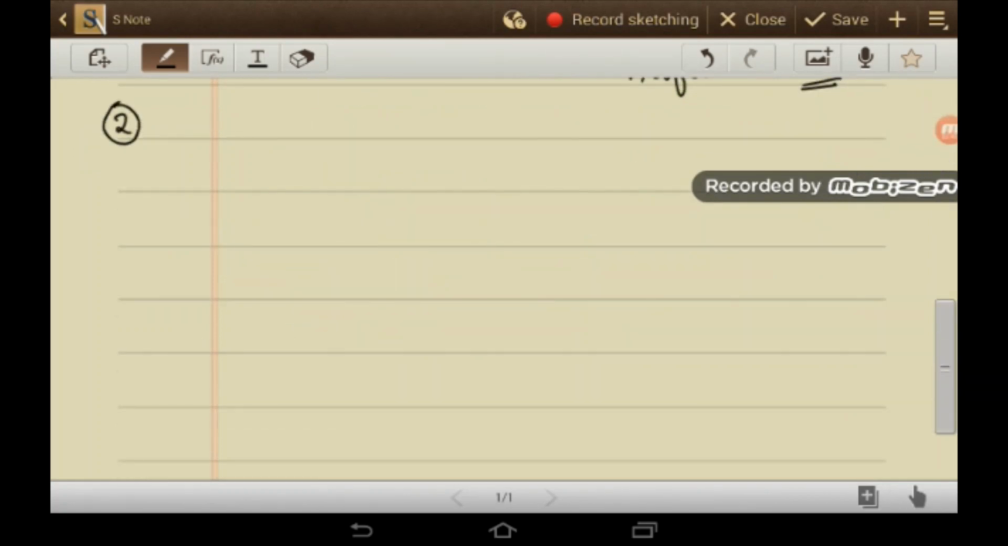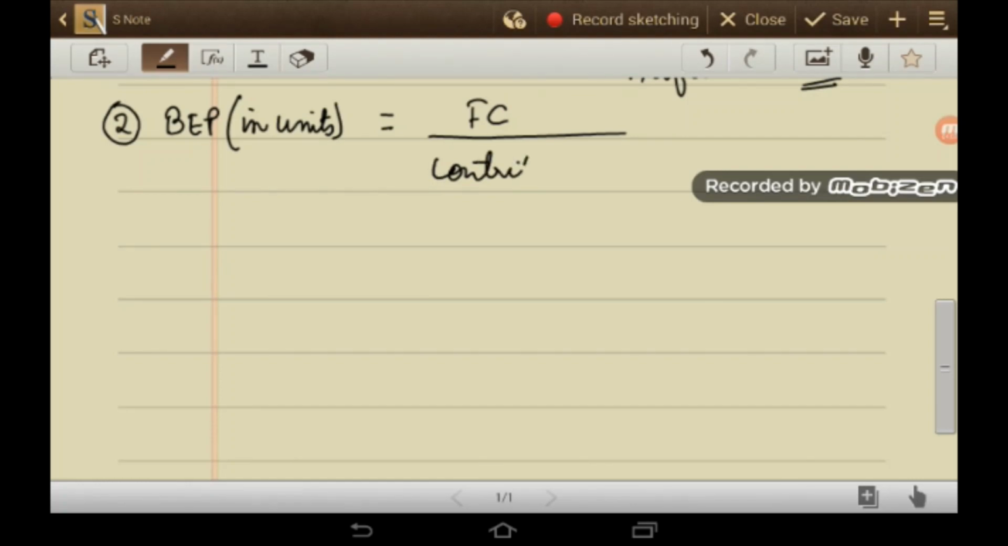Next is BEP, that is break-even point, and break-even point is calculated in units as well as in amount, that is rupees. Break-even point in units is calculated as fixed cost by contribution per unit, and break-even point in rupees is calculated as fixed cost by PV ratio.